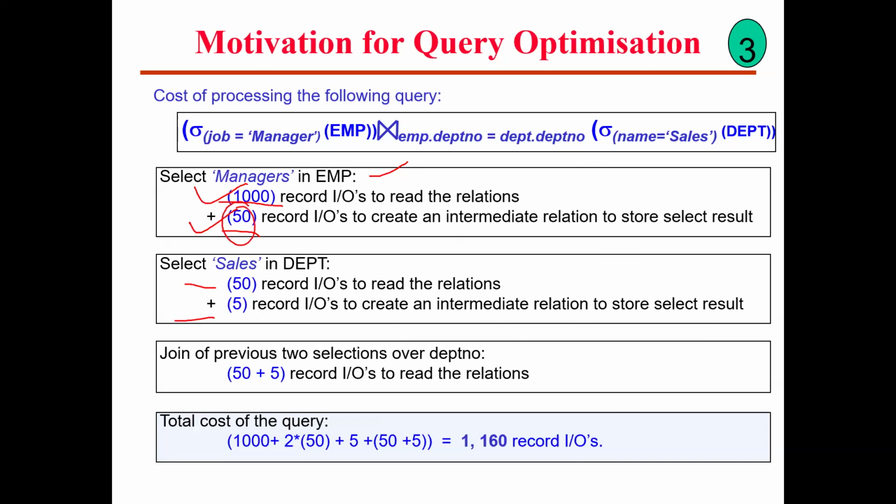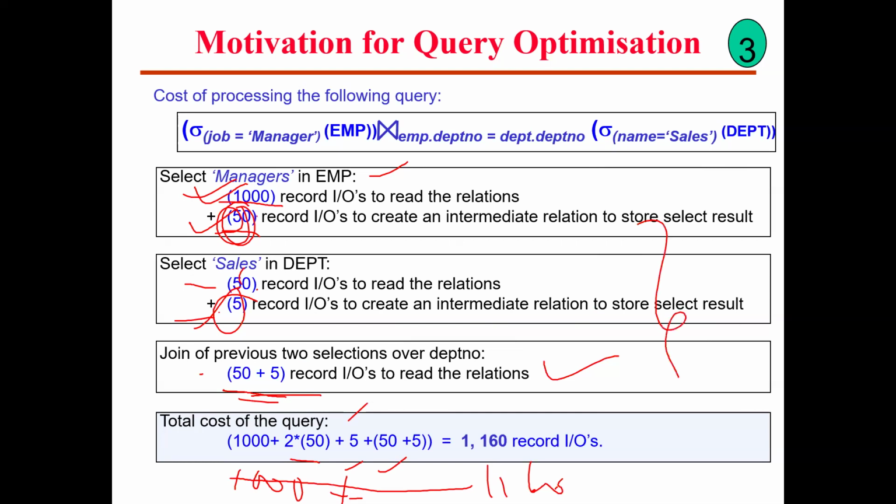So what is important to us? This 50 is important to us. This 5 is important to us. So we have 50 plus 5 records. Join of previous two selections over department. We have this much. And the cost of the total query is how much? We have 1,000 from the employee table, plus this 50 and this 50, 2 multiplied by 50, plus 5 and 5, and then 50 plus 5 together. So how many record IOs are needed here? 11,660 record IOs, which is much lesser than your first query.